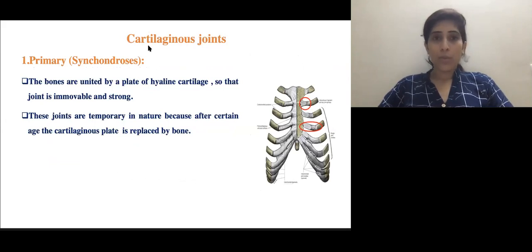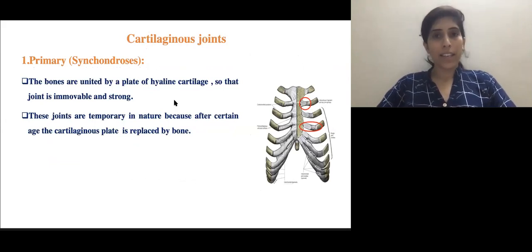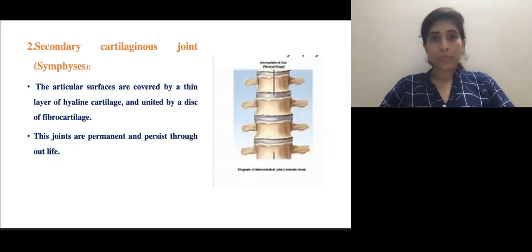Then the cartilaginous type of joint, primary cartilaginous type of joint. The bones are united by a plate of hyaline cartilage. Costochondral joints are this type of joint. And these joints are temporary in nature because after a certain age, the cartilage plate is replaced by bone.